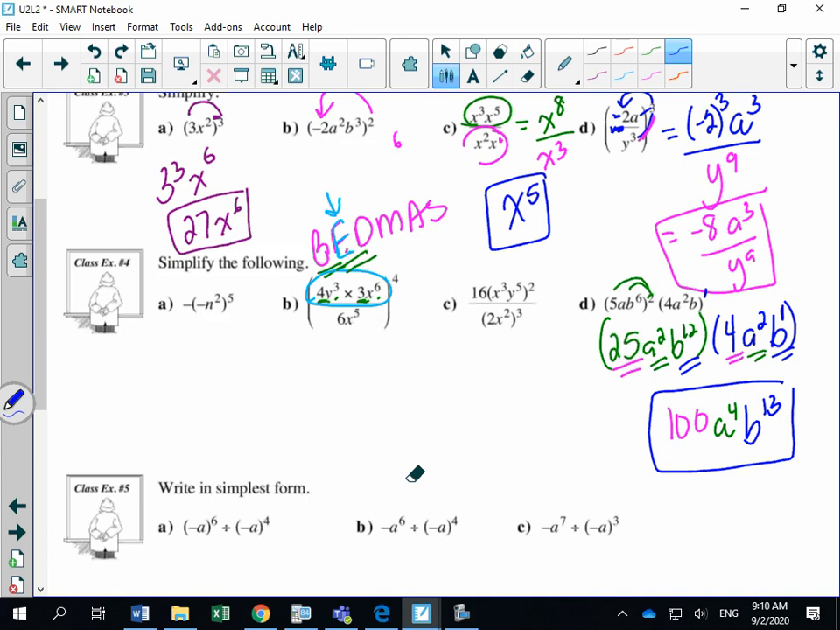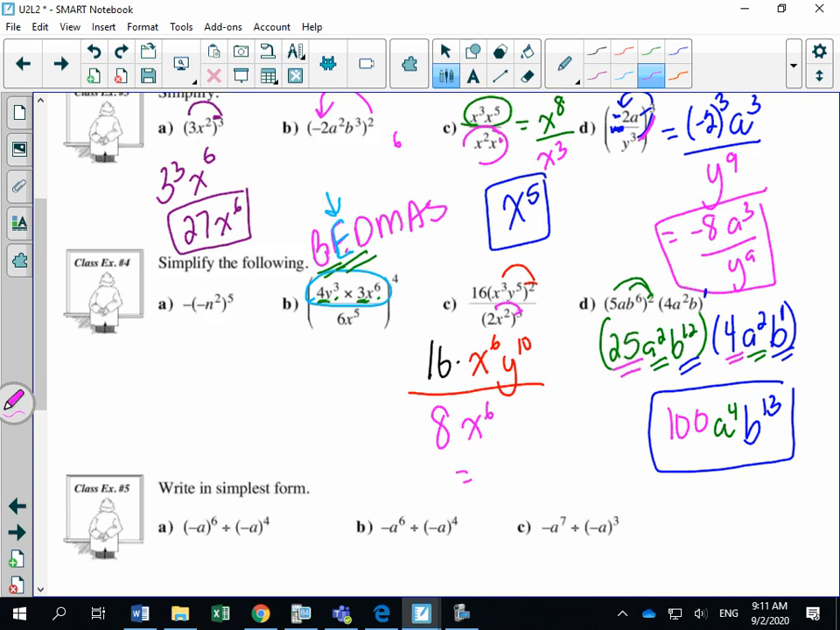Okay, for C, this 2 applies to the x and to the y. It does not apply to the 16. So I'm going to bring down my 16, and then I'm going to have my power to a power. So I'm going to multiply my exponents, and I'm going to get x to the 6, y to the 10, all over. That 3 applies to everything in the bracket. 2 to the power of 3 is 8, and 2 times 3 is 6.